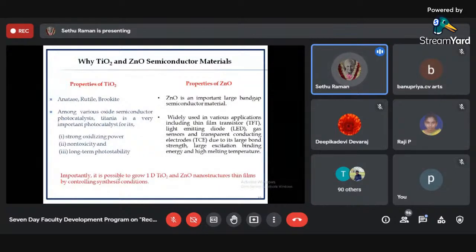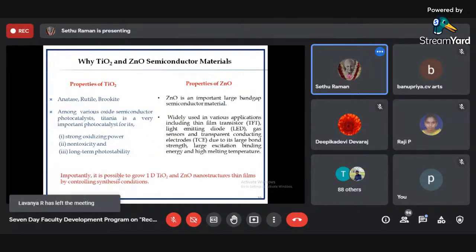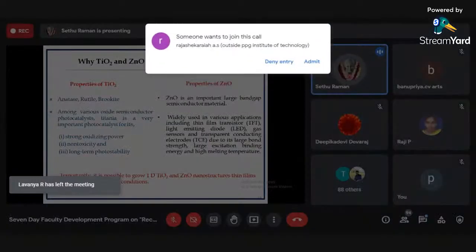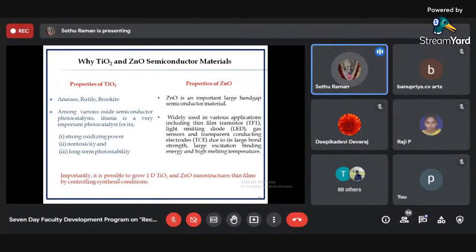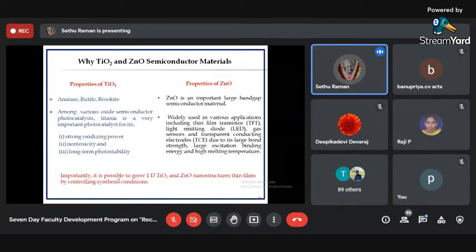In this talk, I am concentrating on the preparation of one-dimensional nanostructures of TiO2 and ZnO. Why are we particular about TiO2 and ZnO? Everyone knows that TiO2 and ZnO are large bandgap semiconductor materials. TiO2 generally crystallizes in three phases: anatase, rutile, and brookite. Among various oxide semiconductors, titanium dioxide is a very important photocatalyst. It has strong oxidation power, non-toxicity, and long-term photostability. That's why people always use TiO2 as a photoanode in dye-sensitized solar cells.